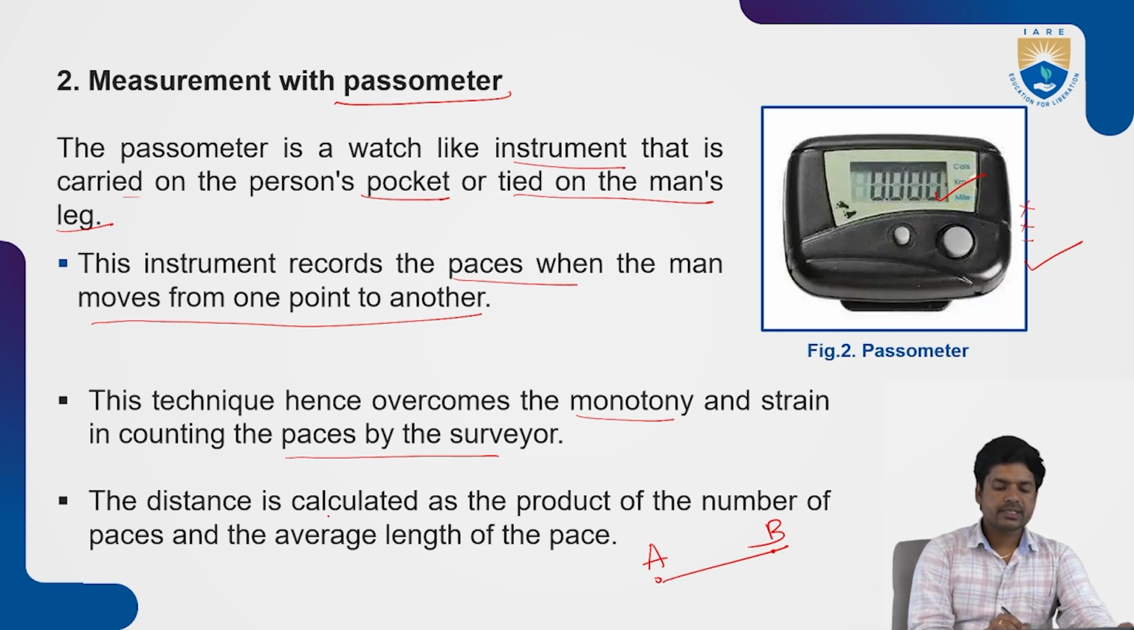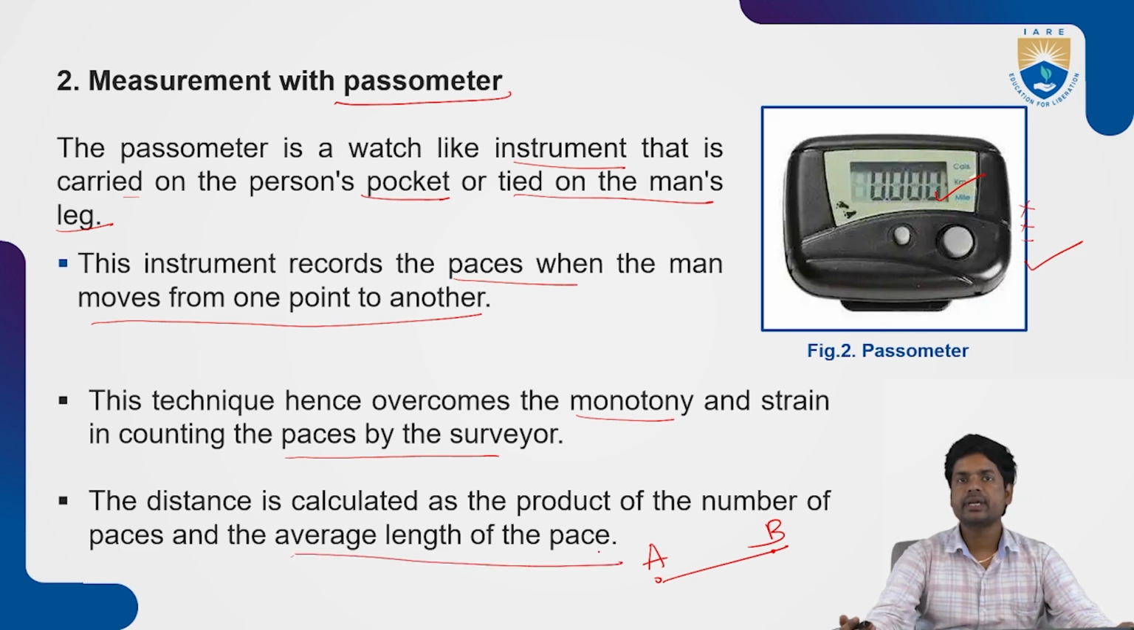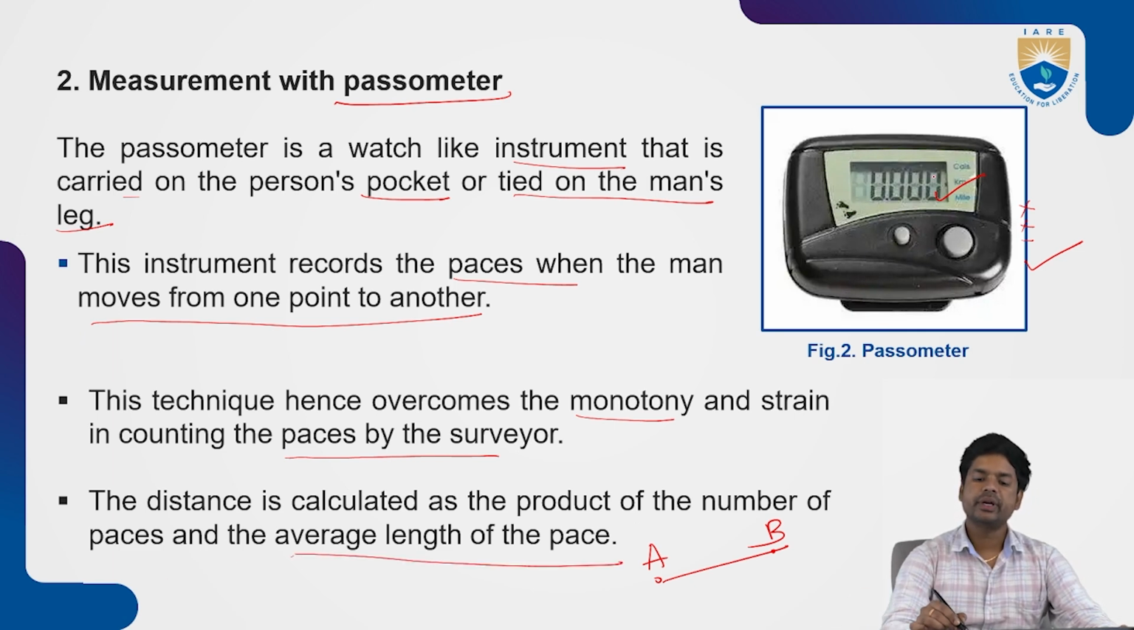Next, the distance is calculated as the product of the number of paces and the average length of the pace. Okay, same as in pacing. Here we are going to note down the number of paces, and if you know the average pacing length, then you can multiply with that particular number, and then you will get the distance between the 2 points.